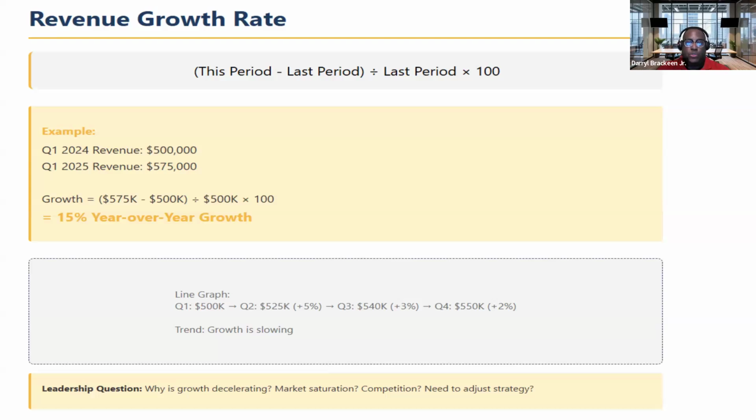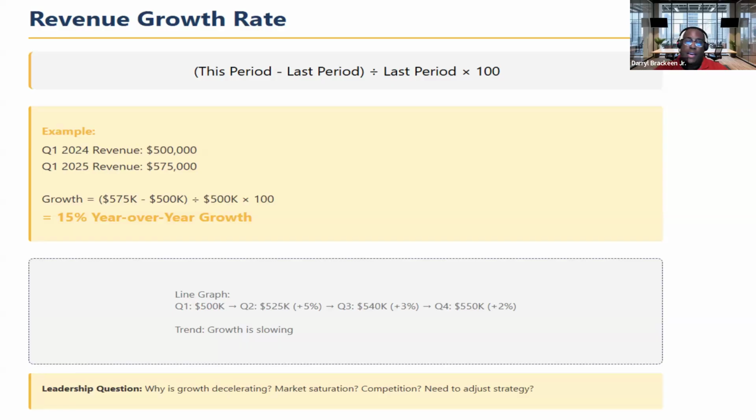So to see what your revenue growth rate is, okay? You have an example here. Okay. So you're looking at quarter 1 of 2024 and the revenue is 500,000. But then you see in quarter 1 of 2025, your revenue was 575,000, right? So there's some growth there. So the growth equals, of course, you start with parentheses, this period minus last period, and you subtract that, and then you divide that by 500,000, and then you times that by 100, which gives you the percentage of 15% year over year growth. Okay, and then you'll be able to chart that using a line graph.